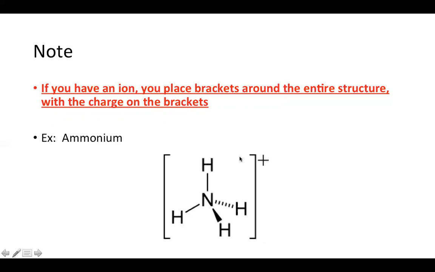Once you have your Lewis structure drawn, and this structure here is a little bit different than the Lewis structures because it takes into account the molecular shape, but we'll talk about that in a later video with VSEPR theory. But regardless, you would put brackets around the total structure and then the charge in the upper right corner, on the outside of the brackets.